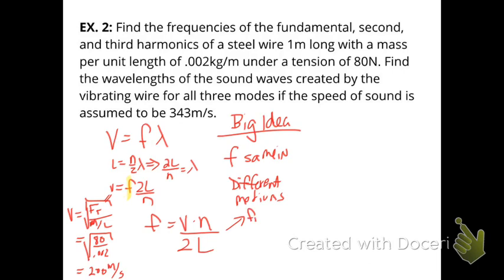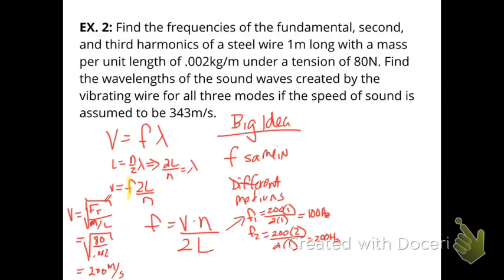Okay, so that means here we go. Frequency 1 is going to be equal to 200 times the first harmonic divided by 2 times my length of 1. That gives us 100 hertz. Frequency 2 is 200 times my second harmonic divided by 2 times the length of my wire. So that becomes 200 hertz. Any guess what the next one's going to be?